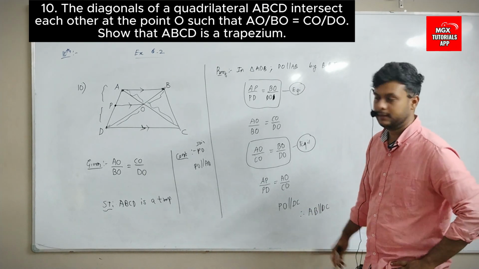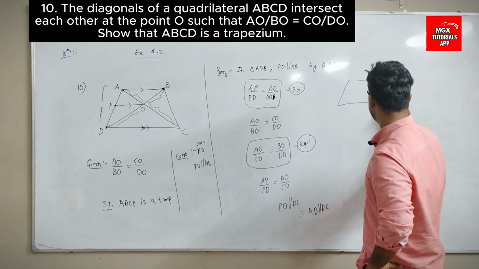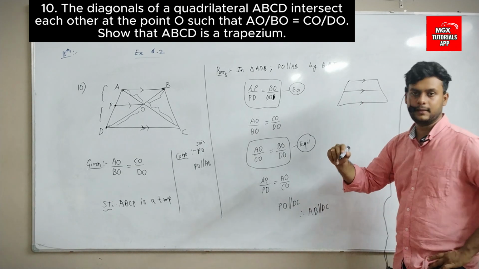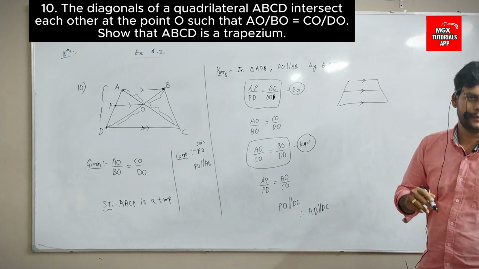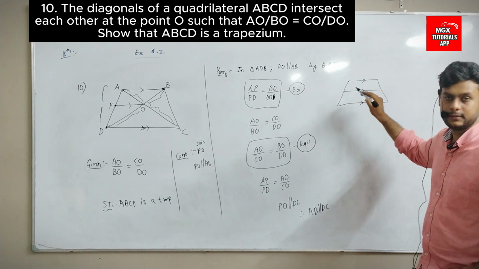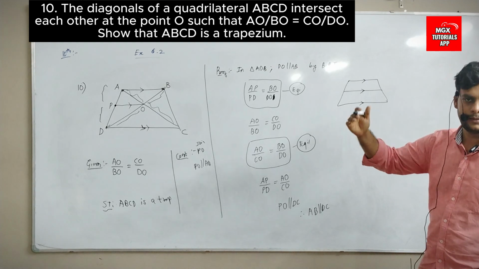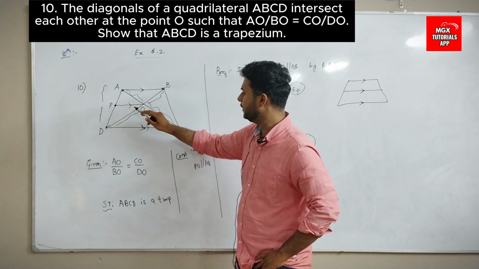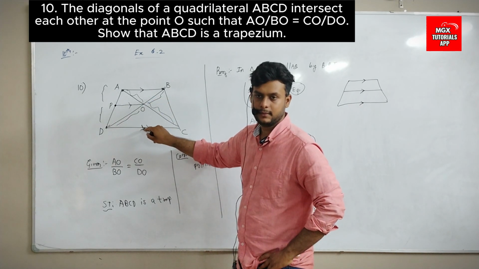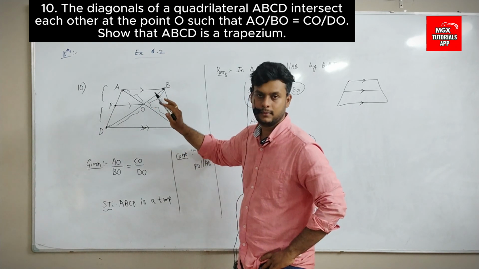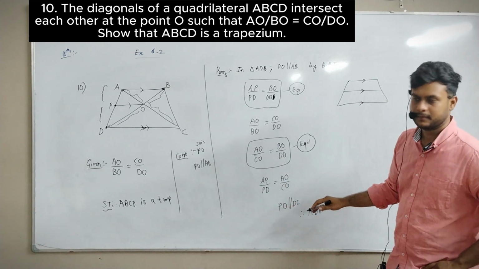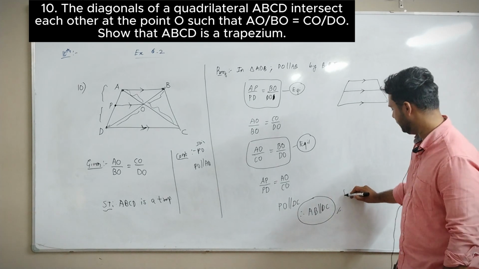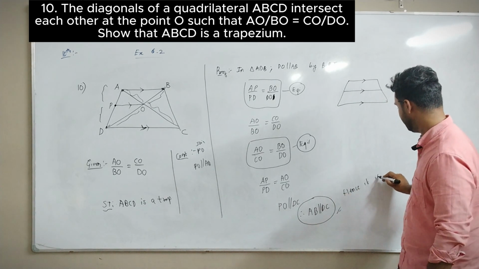We did a similar sum earlier, you remember, about the trapezium, where we constructed and showed this is parallel to this. In this sum we go layer by layer. First I understood that PO is parallel to AB. After doing all this, we understood PO is also parallel to DC. Then DC will be parallel to AB. Understood? Any doubts? Easy. Therefore, AB is parallel to DC. Hence, it is a trapezium. You can write that.